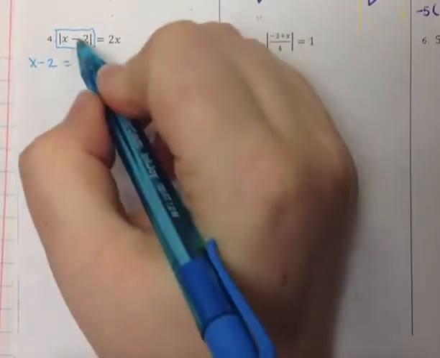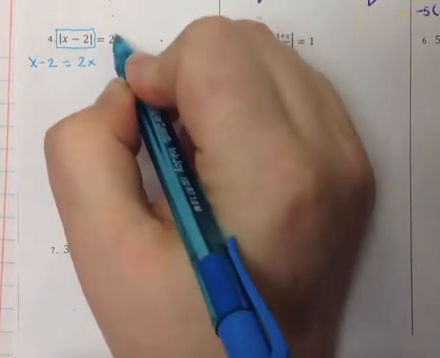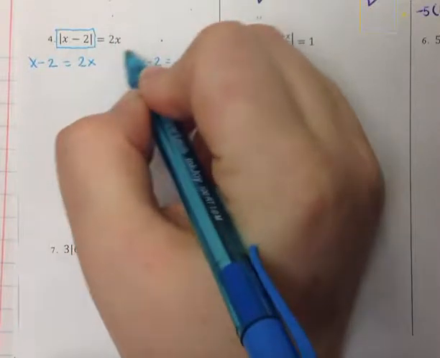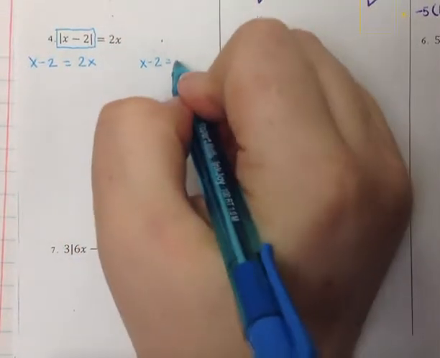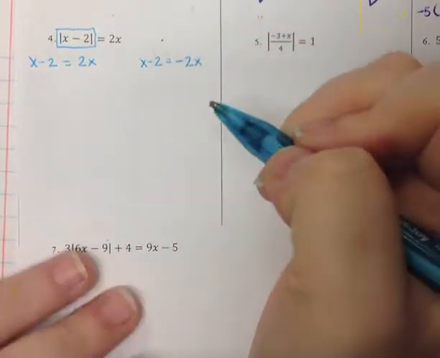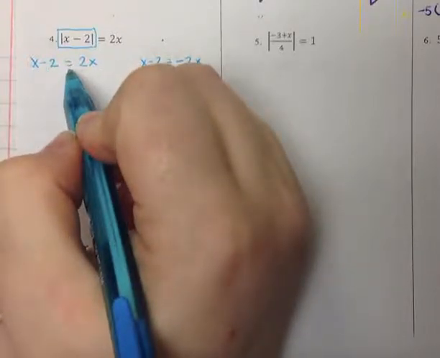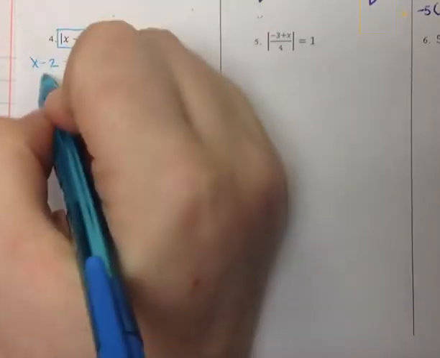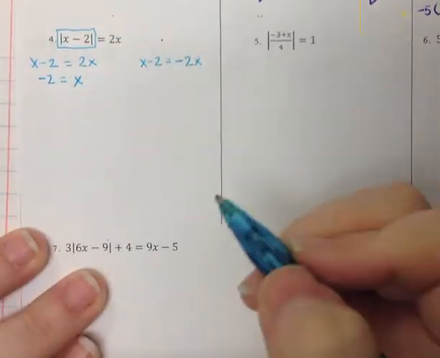The other equation, we're going to keep the inside the same, so we're going to have x minus 2 is equal to, we have to take the negative version of this entire side, so it's a negative times that 2x, which is negative 2x. And now we solve for the x. I'm actually going to subtract the x on this one. So we'll end up having negative 2 is equal to just x. So I have x is equal to negative 2.